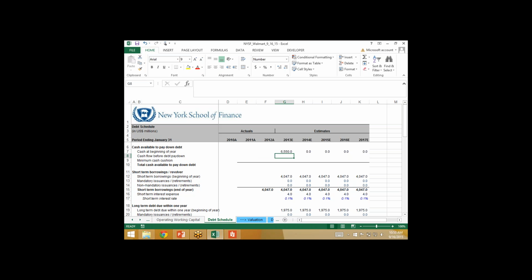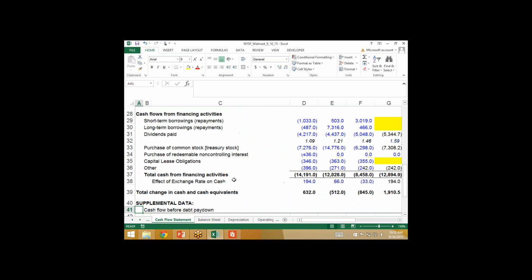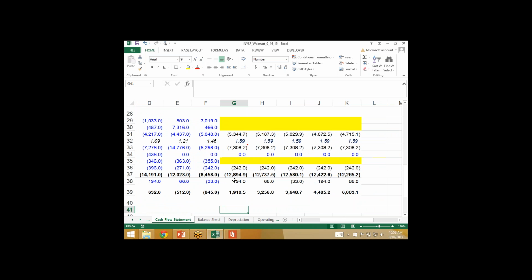We then have this line item called cash flow before debt paydown. This actually comes from the cash flow statement. If you notice at the bottom of the cash flow statement, we have this line called cash flow before debt paydown. We have to calculate this. This is a measure of all our cash flows, excluding the cash flows that come from our debt issuances and debt retirements. What are those? These 3 line items: short-term debt, long-term debt, and capital leases. We want a measure of cash that excludes that.